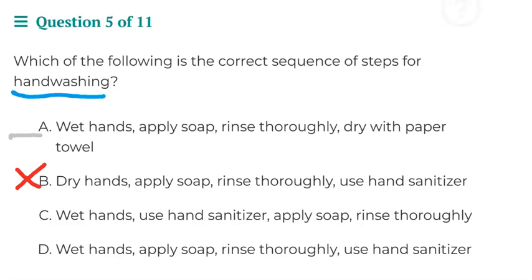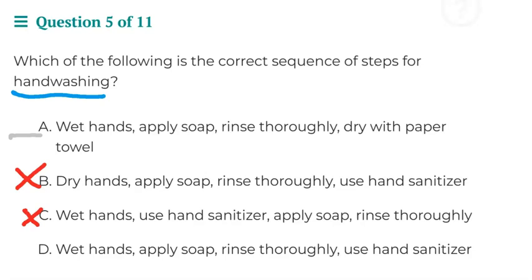Choice C says wet your hands, then use hand sanitizer, apply the soap, and then rinse thoroughly. Well, in this case, we wouldn't need to use hand sanitizer if we're going to be applying soap. Soap actually is the more efficient way of cleaning your hands properly than using hand sanitizer. And there are some instances where you need to use proper soap and water as opposed to hand sanitizer. So in this case, we could eliminate option C.